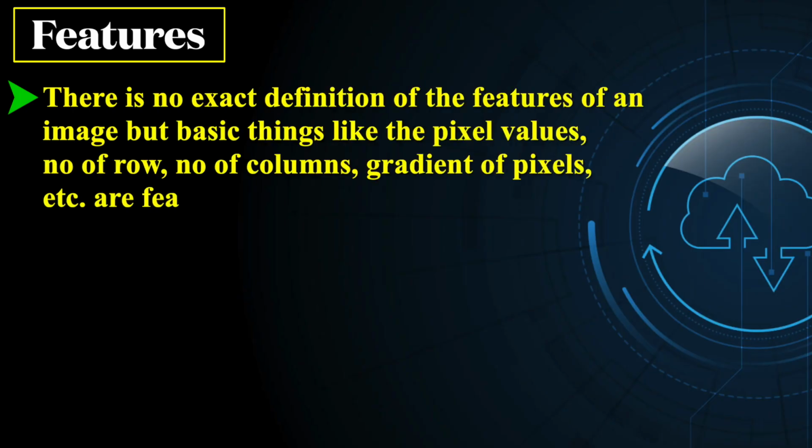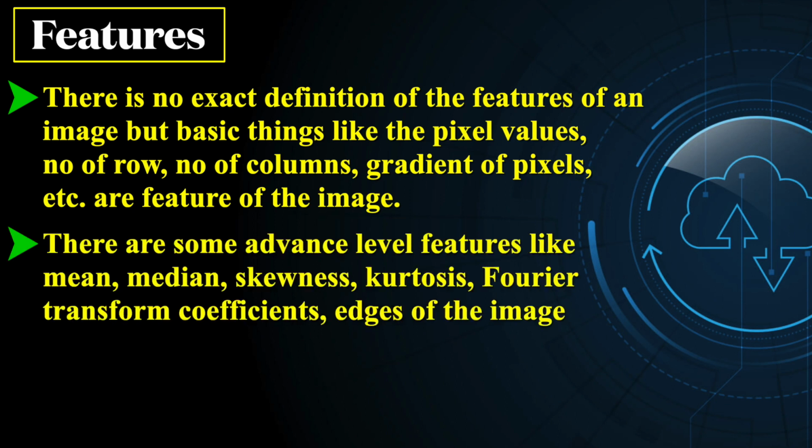There is no exact definition of the features of an image, but basic things like pixel values of the image, number of rows in the image, number of columns in the image, gradient of the pixels, etc. can be considered features of the image. There are also some advanced-level features, like mean of the image, median, skewness, kurtosis, Fourier transform, wavelet transform, edges of the image, etc. Extracting these features from the image can be done using different techniques in Python.